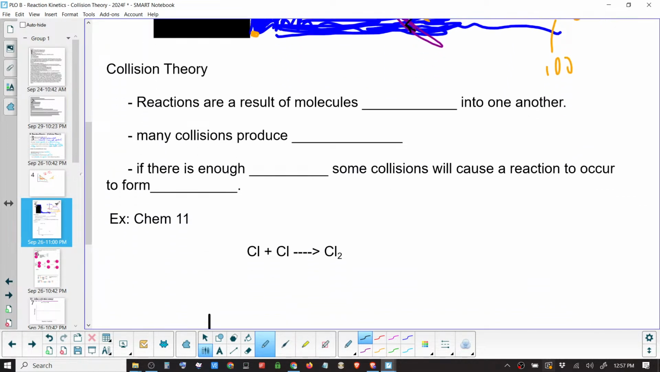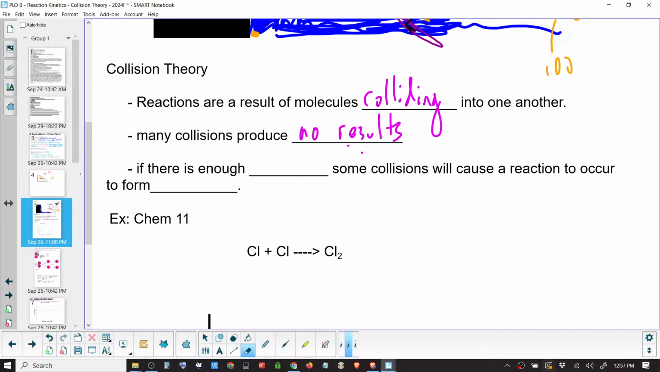Reactions are the result of molecules colliding into one another. Many collisions produce no results. If there is enough energy, some collisions will cause a reaction to occur to form products.